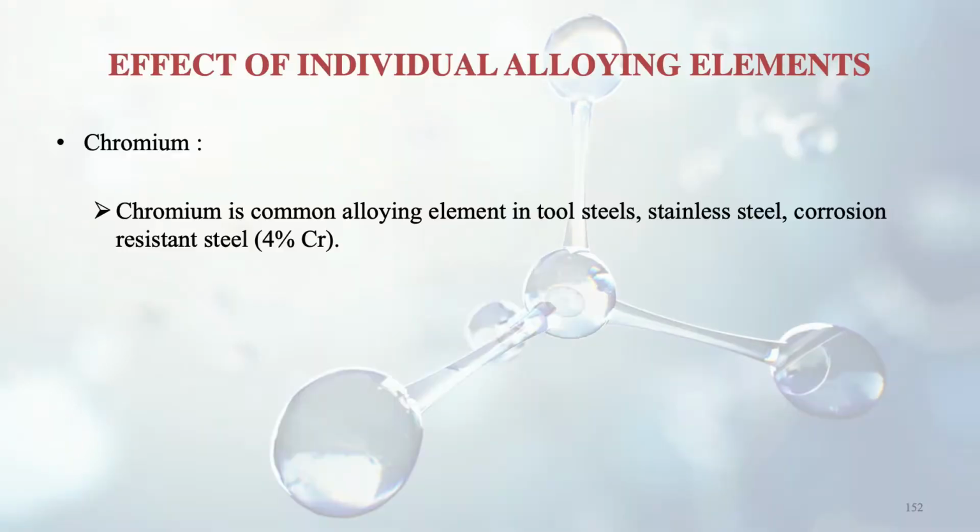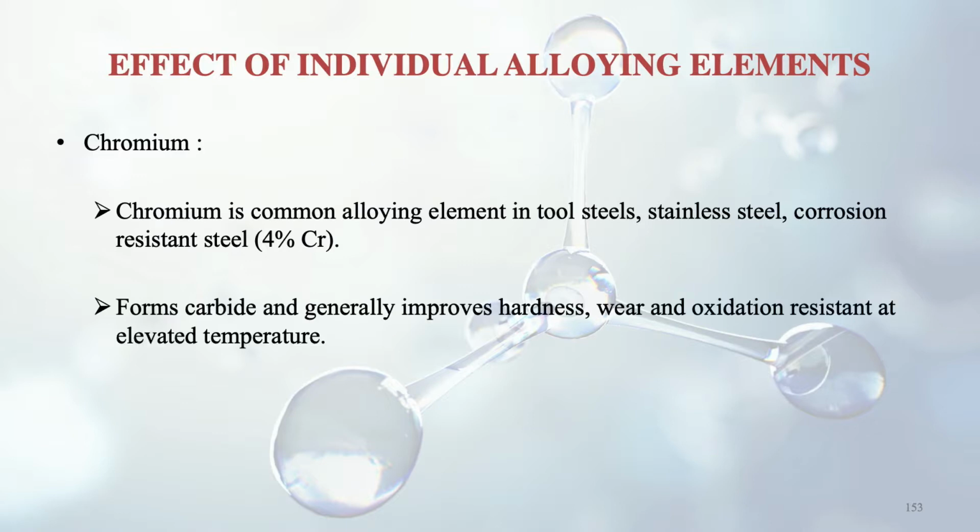Chromium. Now we see the effects of chromium. Chromium is a common alloying element. It's very common, like I have discussed with nickel also. Combined with nickel, it gives good corrosion resistant properties. So it is used very commonly in stainless steel and corrosion resistant steel, and mostly it is up to 4%.